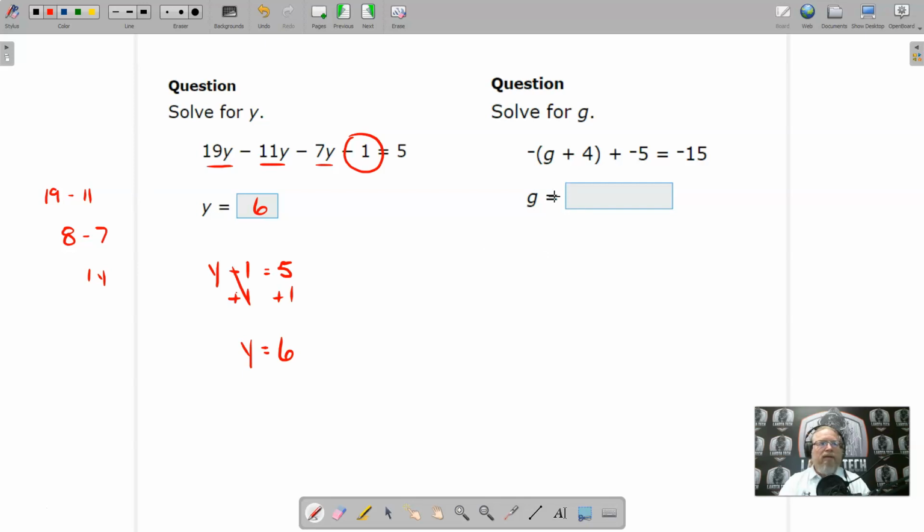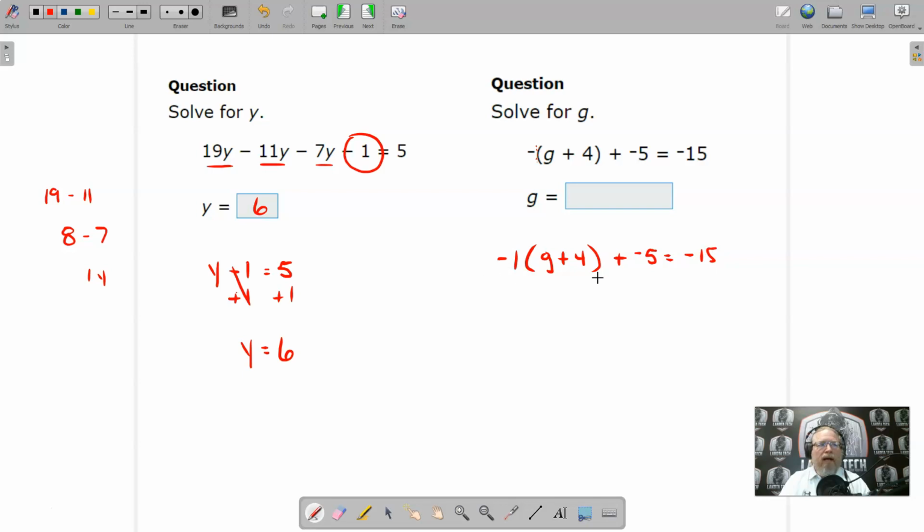All right. This one here is kind of tricky. We saw this in the textbook lesson. The opposite of the quantity of g plus 4 plus negative 5 equals negative 15. So what we want to do here is imagine a 1 being squeezed right in between the negative sign and the parentheses. So I'm going to rewrite that as negative 1 times the quantity of g plus 4 plus negative 5 equals negative 15.